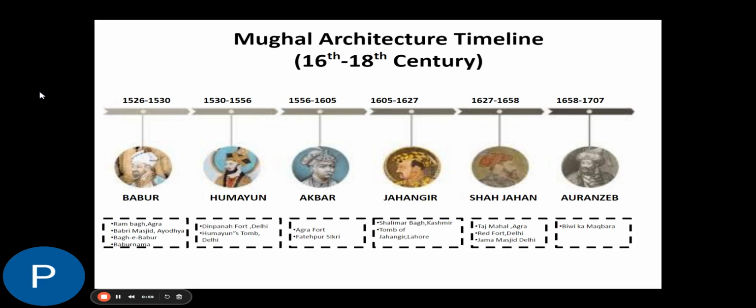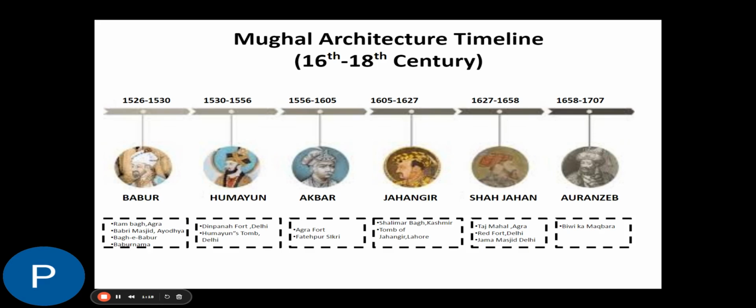It was started by Babur. Babur was the founder of the Mughal dynasty. He built predominant monuments such as Rambagh and Babri Masjid, Ayodhya. He also wrote his autobiography, that is Babur Nama.